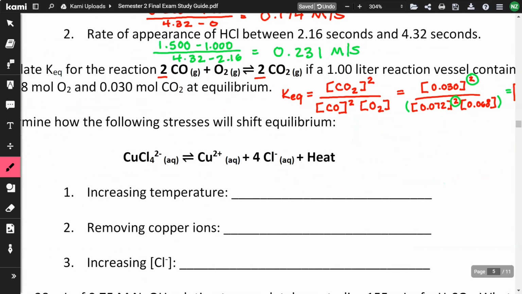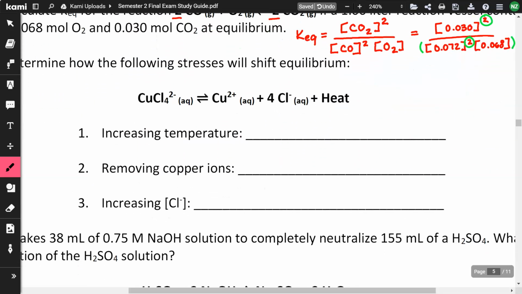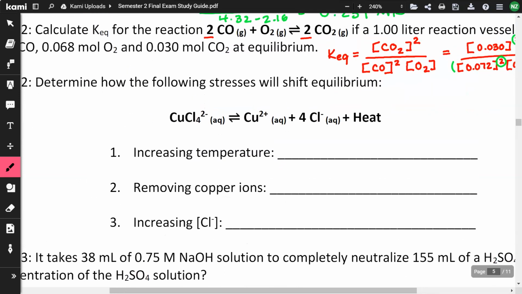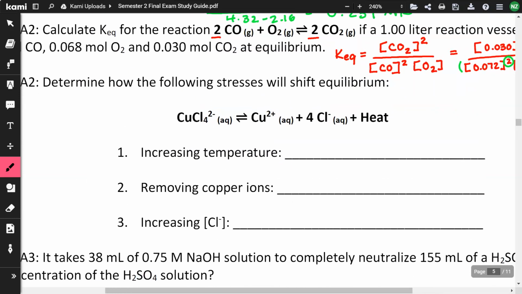All right. So moving on to stressing our system here. It says, determine how the following stresses will shift equilibrium. We had a saying to help us remember here. If you add, it shifts away. If you subtract, it stays.